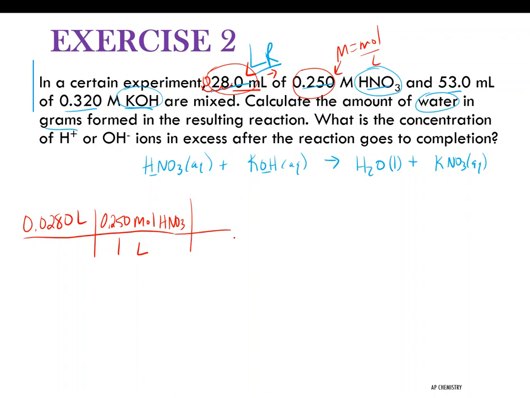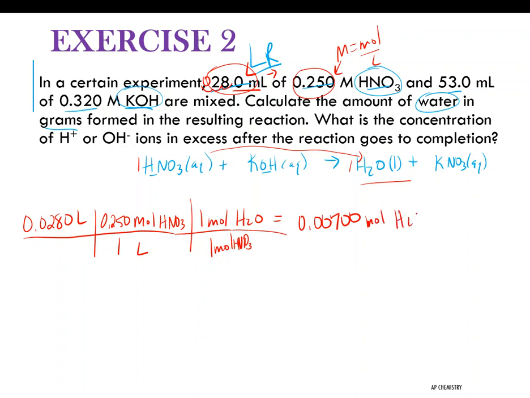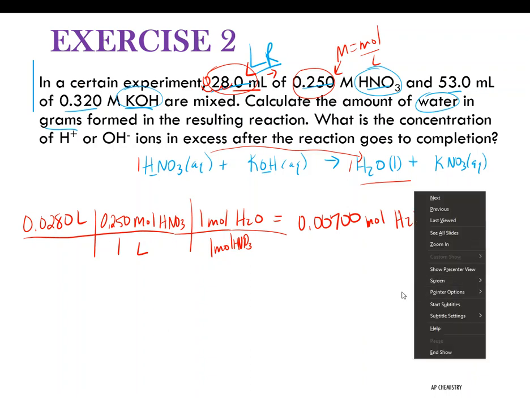Now I can work to moles of my water. So over here, working to my moles of my water, it's a 1-to-1 relationship. So 1 mole of my nitric equals 1 mole of my water. I could go ahead and calculate that right now. 0.028 times 0.25 gives me 0.00700 moles of water. Going to go ahead and do my other one. Work it to moles, and then we can go from there as needed.